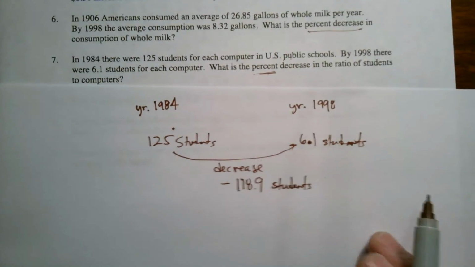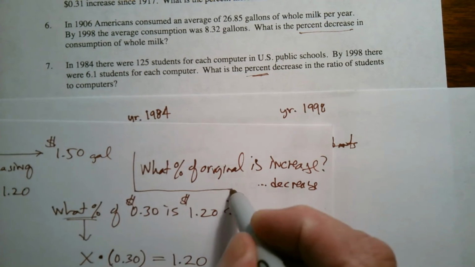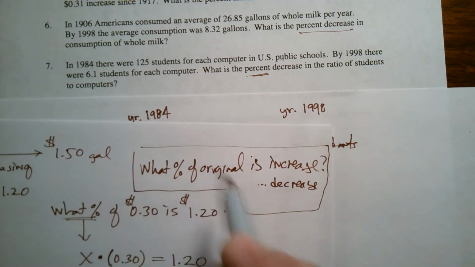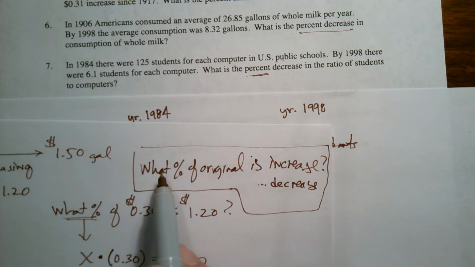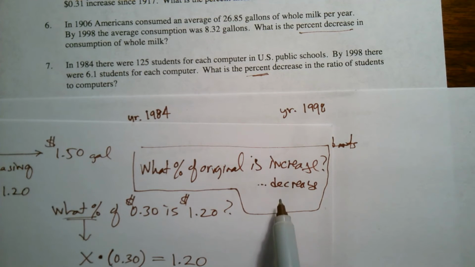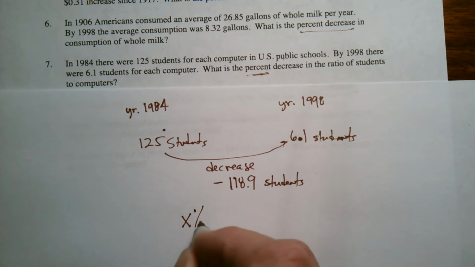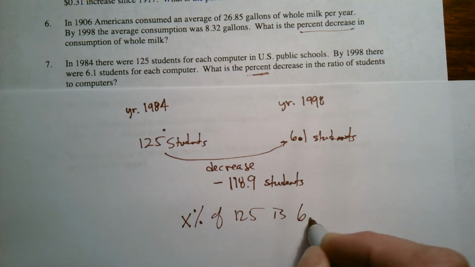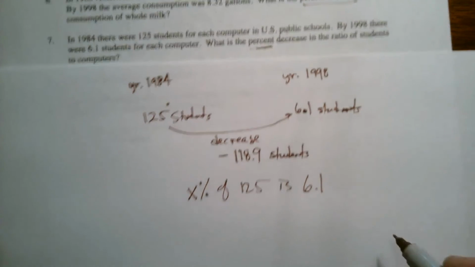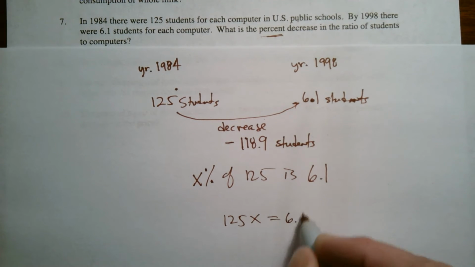So remember, we go back to this generalization, right? So this right here is a generalization for every percent decrease or increase problem. As long as you know the original and you can determine what the increase or decrease is, you can find its percent. What percent of the original is the increase? So in this case, what percent? X percent. What percent of 125 is 6.1? That's what I need to figure out. So my equation I'm going to write is 125x equals 6.1.